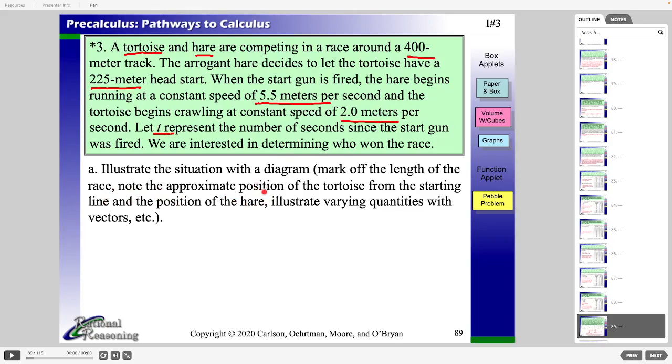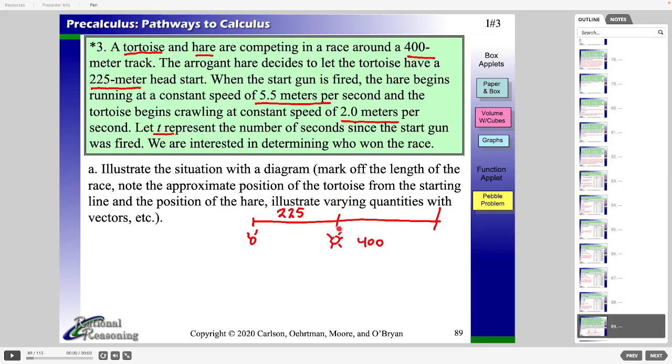So illustrate the situation with a diagram, mark off the length of the race, note the approximate position of the tortoise, all that kind of stuff. It says a track, so I guess it could be circular, but for purposes of this, I'm going to just list it as a straight track. Why not? So there's our 400 meters. There's our little rabbit, two little ears. And here's our little turtle with a little head. The distance they start off is the 225-meter head start.